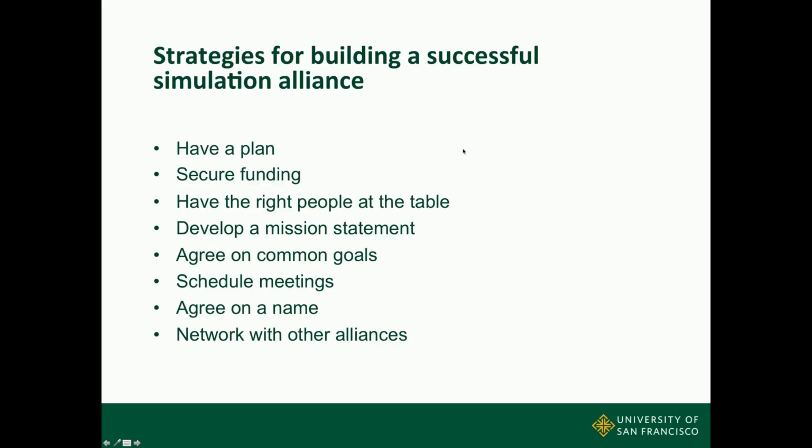When you do set up that meeting, you have to have the right people at the table. So who are your stakeholders? Make sure you have the right people there. That group can develop a mission statement, agree on common goals, and then start scheduling meetings so that every month you have a meeting to talk about the evolution of your alliance. Agree on a name, and then start networking with other alliances.